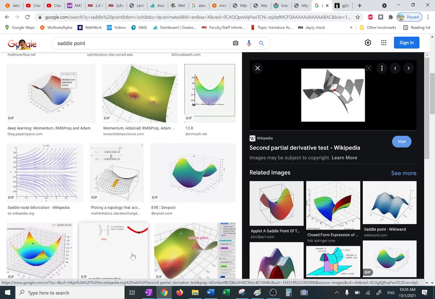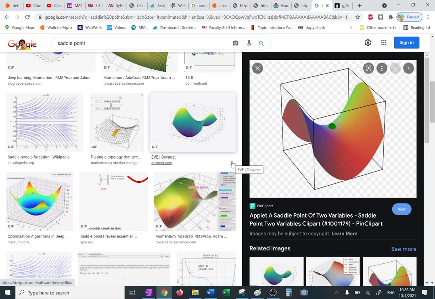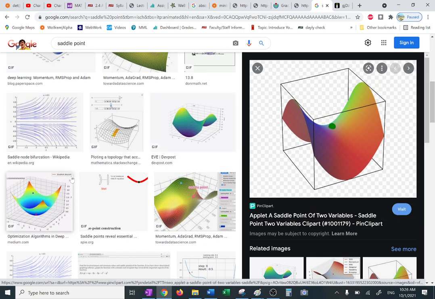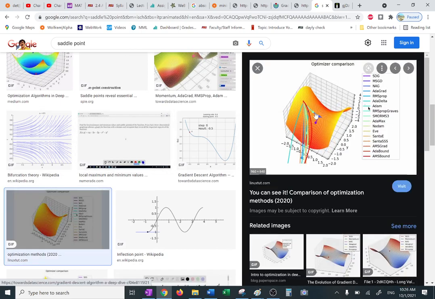So then, would any point between two hills be a saddle point? No, good question. So no, you will see later. That's a critical question. Not all points between are saddle points.